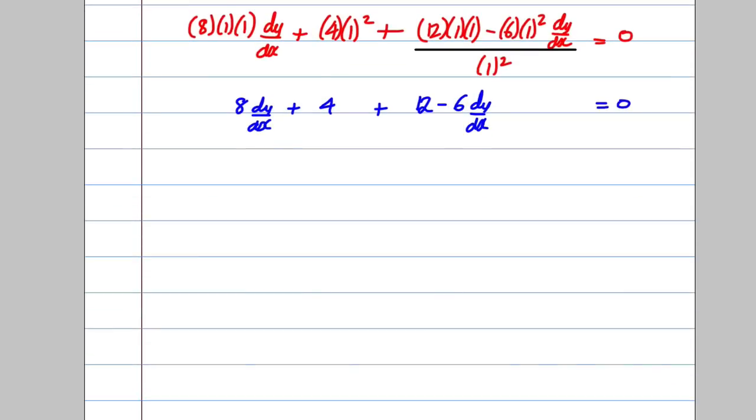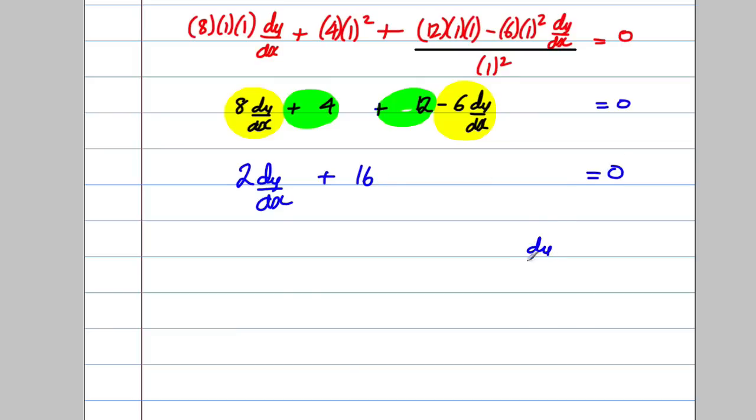So how many dy by dx's have we got? Well, we've got 8 of them. Take away 6 of them. So we've got 2 dy by dx's. And we have also got plus 4 plus 12. So that's going to be plus 16. So plus 16 is equal to 0. And making dy by dx the subject, dy by dx is therefore negative 16 over 2, i.e. dy by dx is equal to negative 8.